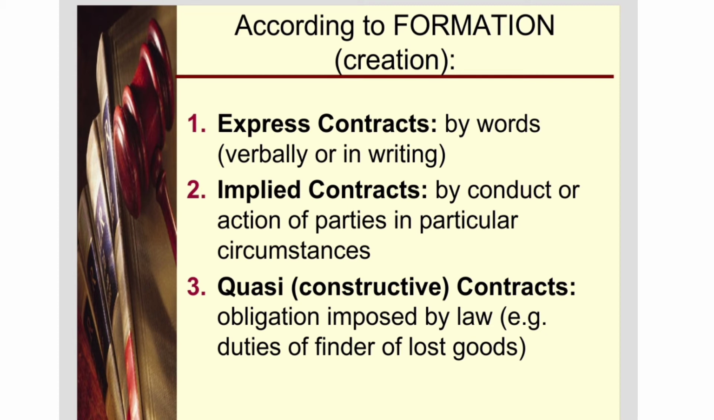Now, unlike an express contract, the terms of an implied contract are not stated expressly. That is why it's called an implied contract and not an express one. And instead, in implied contracts, the terms are determined from the surrounding circumstances, or, for example, an established pattern of dealings.